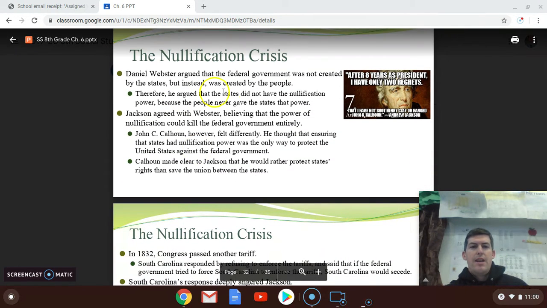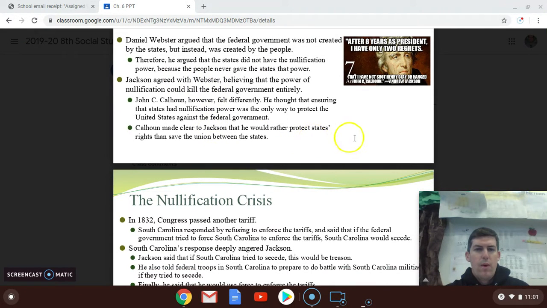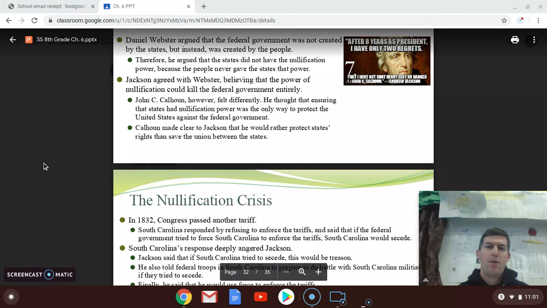So I already went over Daniel Webster's position. So Jackson agreed with Webster, right? Because he was afraid that the power of nullification goes too far. Jackson does care about states' rights, but he thinks if states have the power of nullification, essentially we're going to go back to a society like they had under the Articles of Confederation, where the federal government would effectively have to get permission from all the states to pass any laws. Right? So Andrew Jackson is worried that nullification is going to kill the power of the federal government, or at least dramatically reduce it. Right?